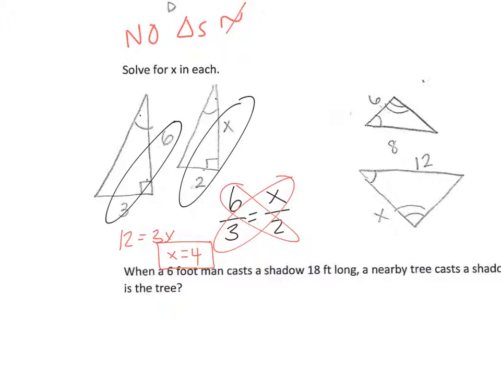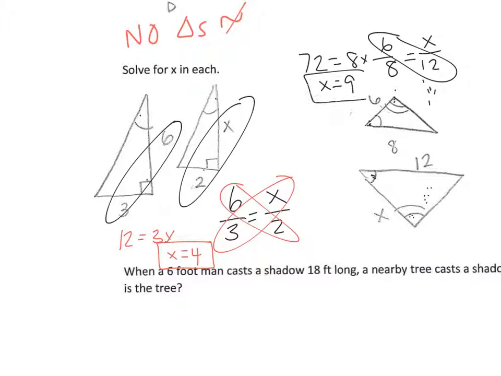And then these 2 triangles over here are similar by angle, angle again. So 6 is to 8 as, now 6 is between the 1 and the 2 marks. x is between the 1 and the 2 marks. So I have to put x on the top. x is to 12. So this is going to be 72 equals 8x, x equals 9 is your answer.